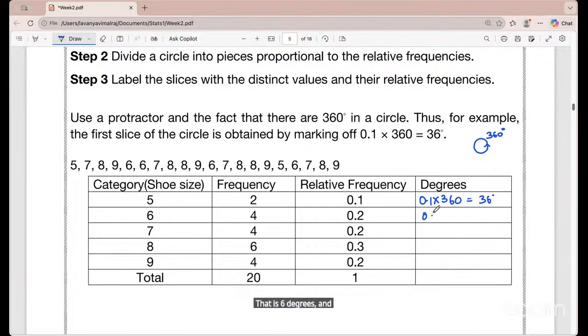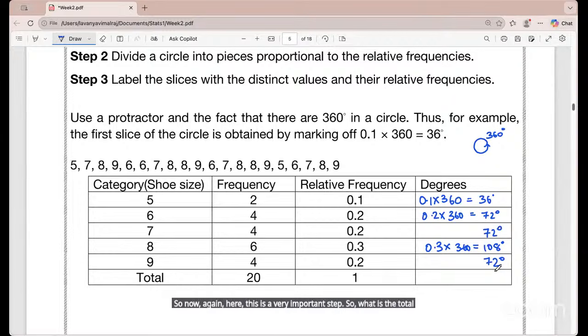0.2 into 360 is 72. So you have 72 again. And then what is 0.3 into 360? 108. And again here 72. Now again, this is a very important step. So what is the total? 360 degrees.